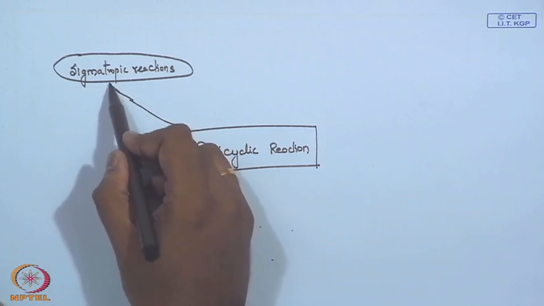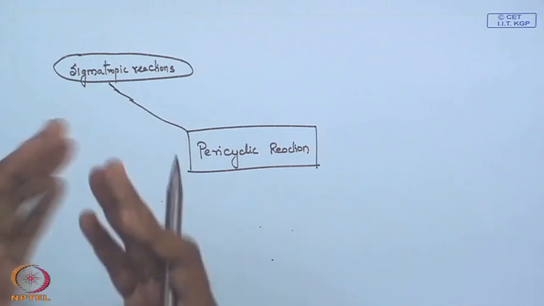In sigmatropic reactions we studied different types, such as group moving and bond moving. In group moving we studied hydrogen atoms, methyls and the like, and then we studied sigma bond movement, where we studied Cope, oxy-Cope, Claisen, and different types of Claisen rearrangements. We also understood their stereochemistry in detail.